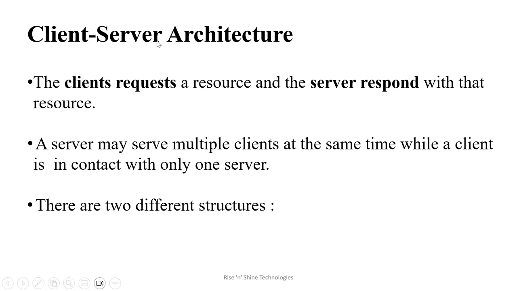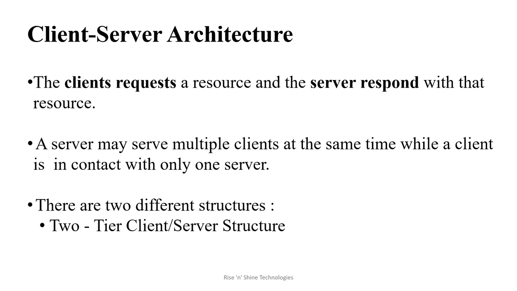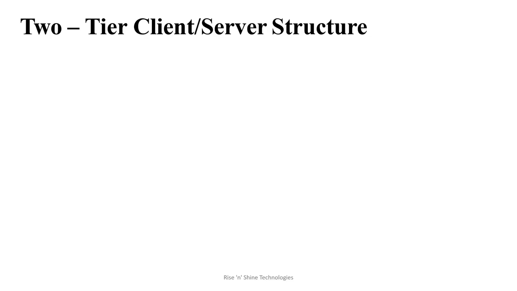But whenever we are designing the client and server architecture, we have two different structures. One is a two-tier architecture and the second one is three-tier or n-tier, we will call it. Three-tier or n-tier client and server architecture. N for number. The two-tier architecture, nobody is using that.